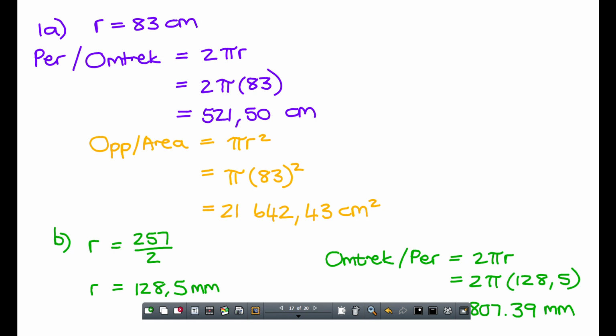Okay, so if I divide it by 2, it means it's going to be 128,5 millimeters. So then to get the perimeter, I said 2 pi times 128,5, and that gave me 807,39 millimeters. Okay, any questions there?